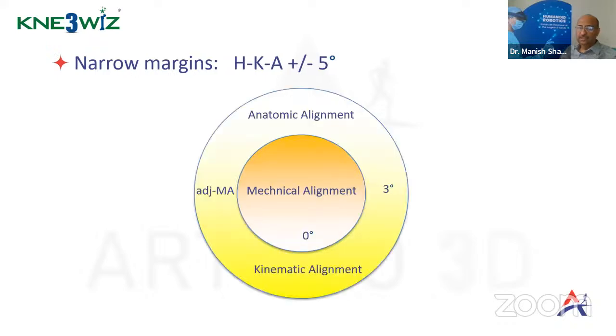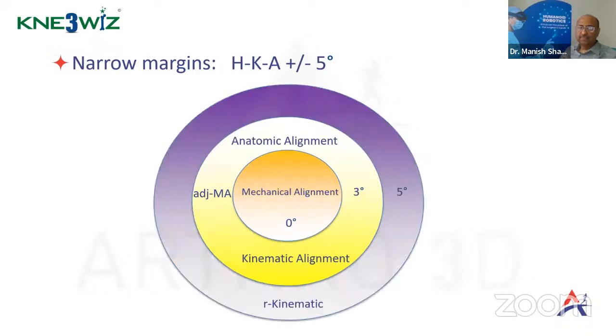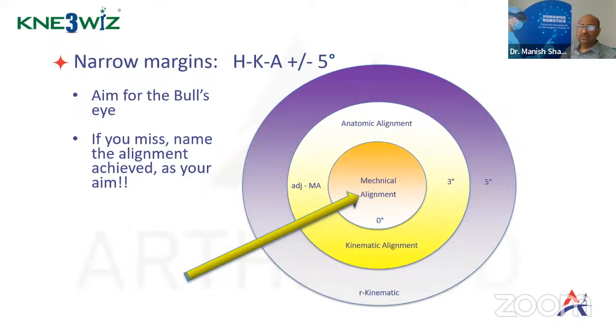Mechanical, anatomic, kinematic, adjusted mechanical, restricted kinematic. So probably the best thing to do is aim for the bullseye. If you miss, name the alignment achieved as your aim. As long as you are within that 5 degree zone, you will hit that area. No problems.